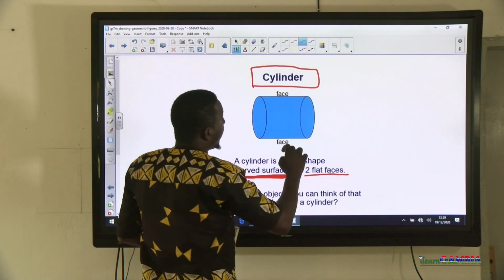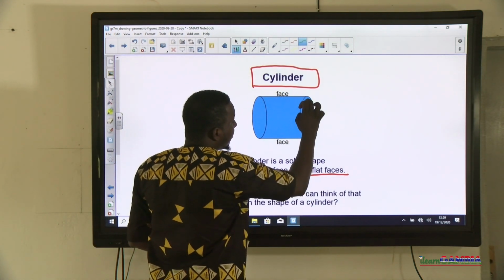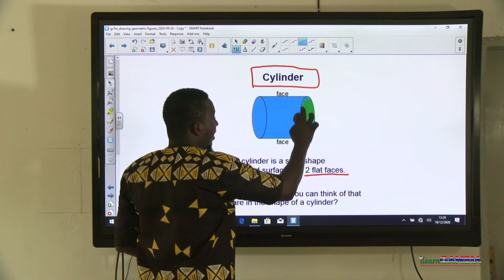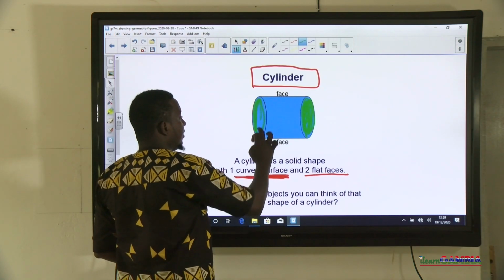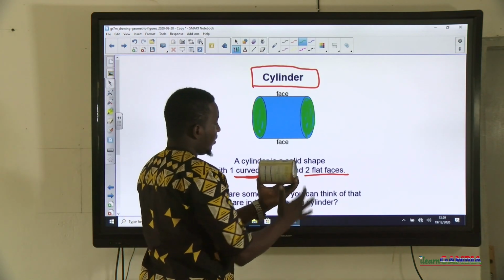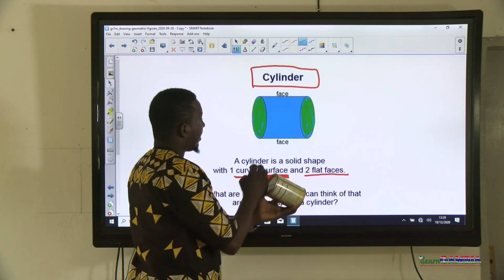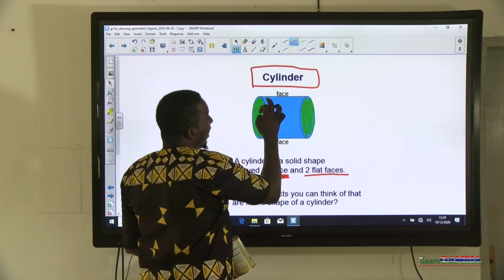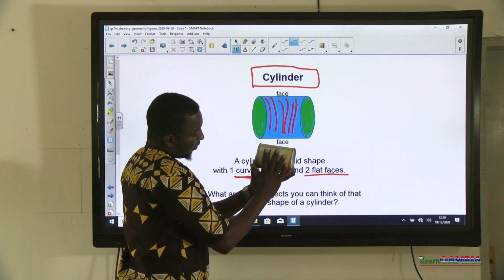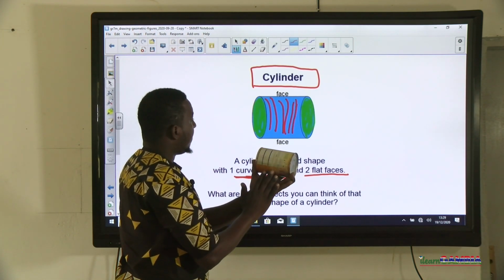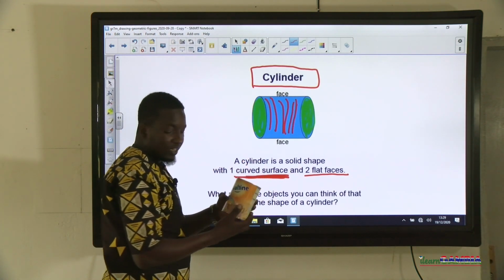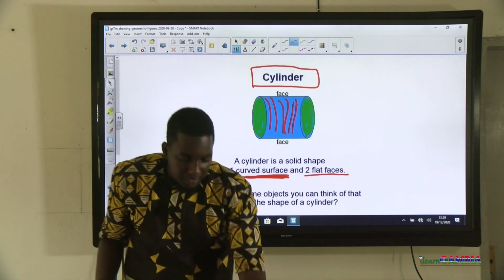Like the picture that we have on the board, this side here is a flat face, and this other side equally is a flat face. And what we have here is the curved surface. So whenever we see a cylinder, we should be able to recognize that this is a cylinder.